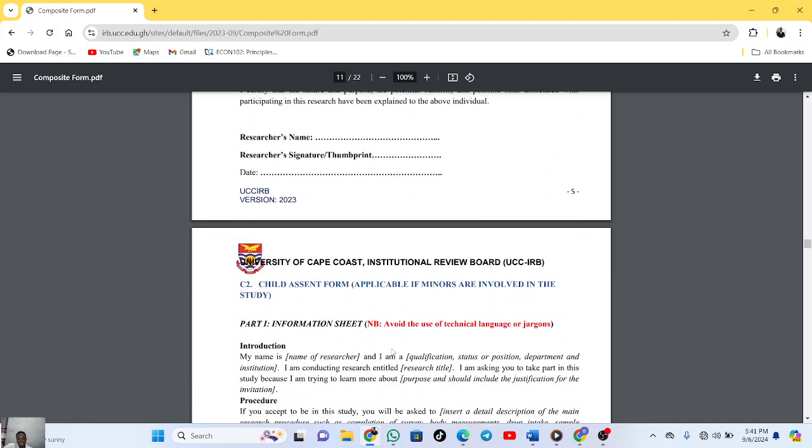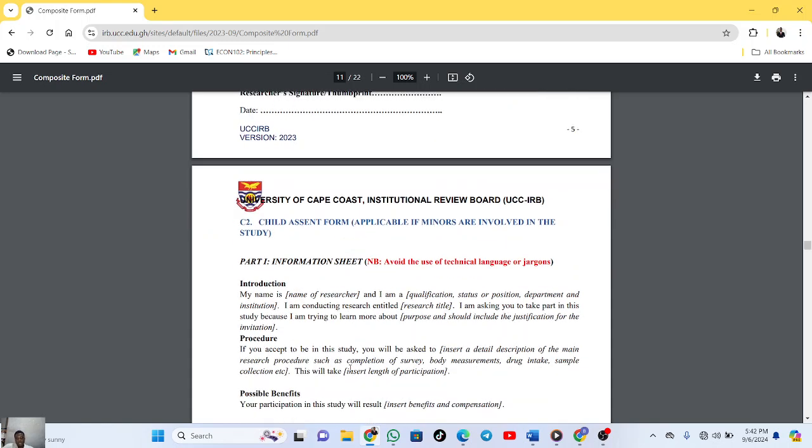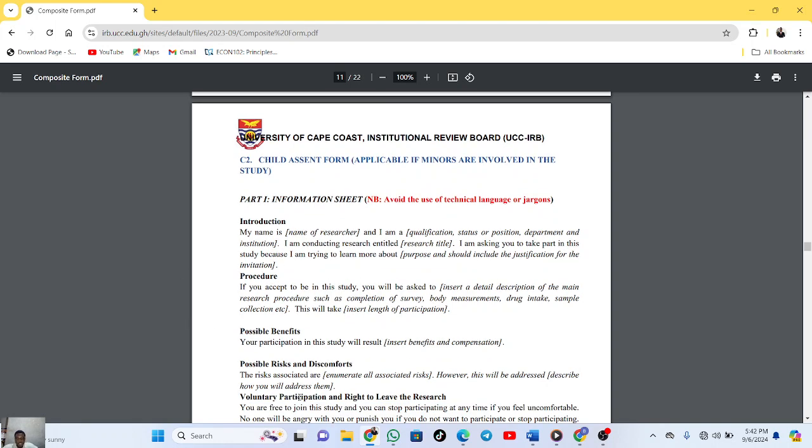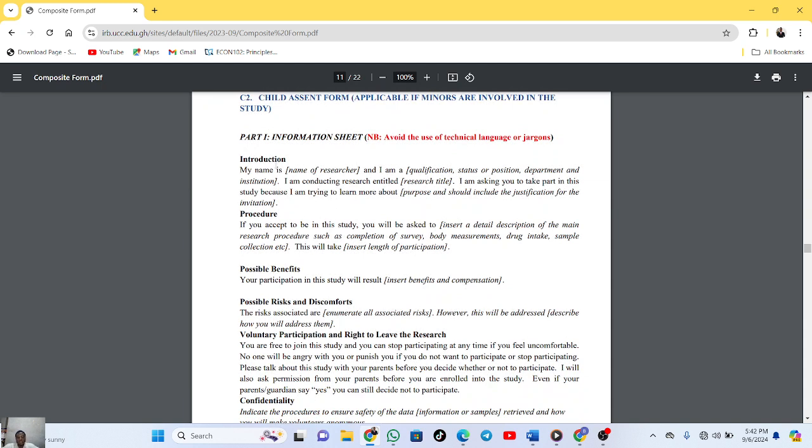That's one. Then the child assent form. Just as I've explained in the informed consent for adults, it's the same here under the child assent form. This time around, these ones are for minors. If your participants are minors, then you don't fill the informed consent for adults, but you let your focus be on the child assent form. Then you bring the information. You read the requirements and bring the right information. So introduction, just as the instruction says: my name is so and so, I'm conducting a study on so and so. This will guide you on the kind of information that you should bring.